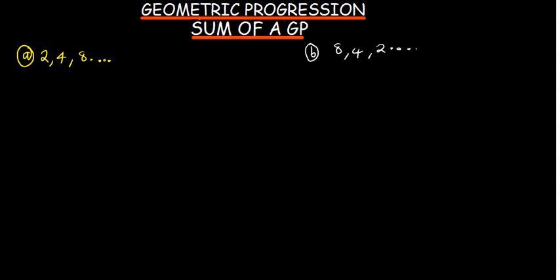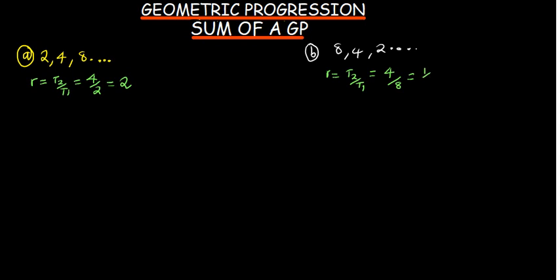So for these two, let's find their common ratio. For this one, the ratio is given by second term over first term. The second term is 4, the first term is 2. That is going to give us 2. If we come to this one, the common ratio is still second term over first term. The second term is 4, the first term is 8. So the ratio is 4 over 8, which is 1 over 2.